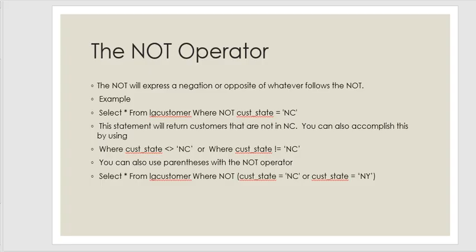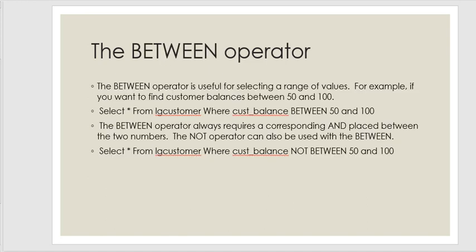The next operator we're going to go over is the BETWEEN operator, and this is useful for values. It's also used for dates. Say you want invoices between April 1st and April 30th, or you want values between 50 and 100. This is where the BETWEEN operator comes in. You can select from your customer where the customer balance is between 50 and 100. And again, you can also use the NOT operator and put customer balance NOT BETWEEN 50 and 100.